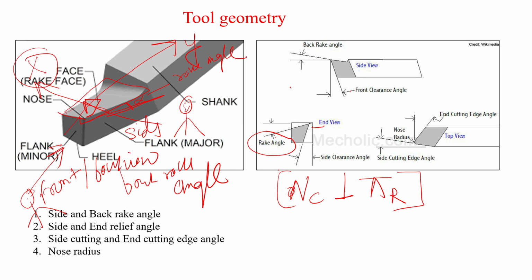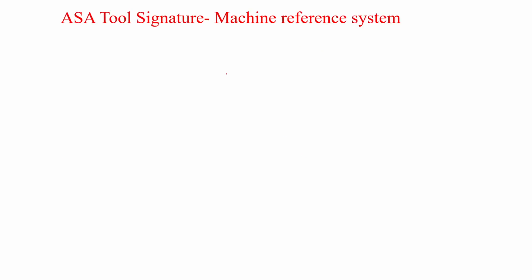See, the definition of rake angle is the same: the angle between the reference plane and the rake surface. This definition is common and always there. The thing now is how you are looking at that angle. This is the x-axis, this is the y-axis, and this is your tool. This is your reference plane, and the z-axis is upside. So this is your rake surface.